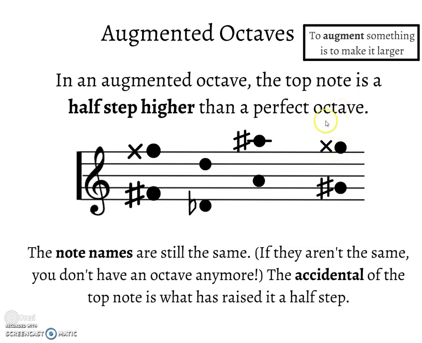Again, same thing here. The note names are still the same, an F and an F, a D and a D, an A and an A, G and a G. If they aren't the same, you don't have an octave anymore, and that won't count. And the accidental of the top note is what has raised it a half step. That's all there is to octaves.